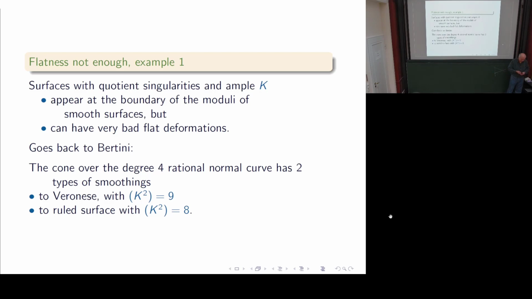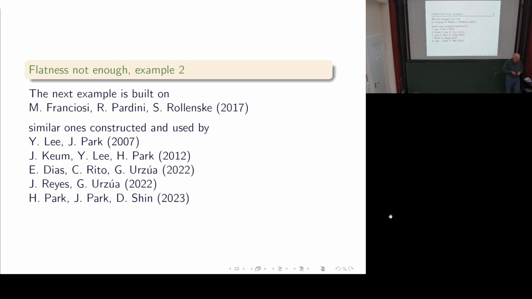But I would like to outline an even more shocking example. It is built on a construction of Franciosi, Pardini, and Rollenske, but there have been similar constructions in the literature. I believe that Lee and Park were the first. But these papers really focus only on one side of the deformation.